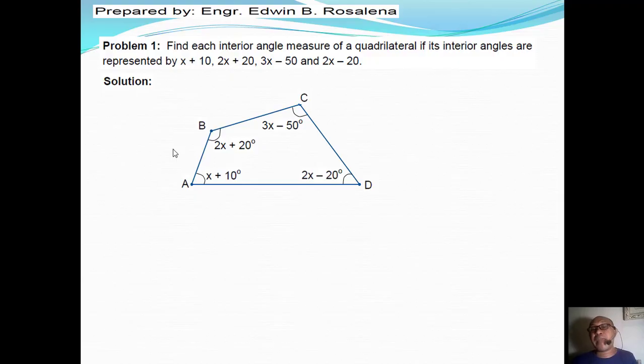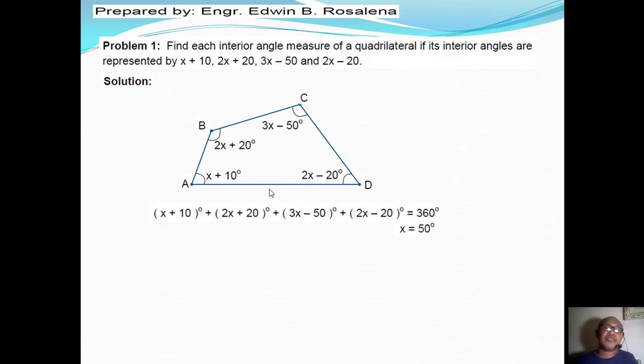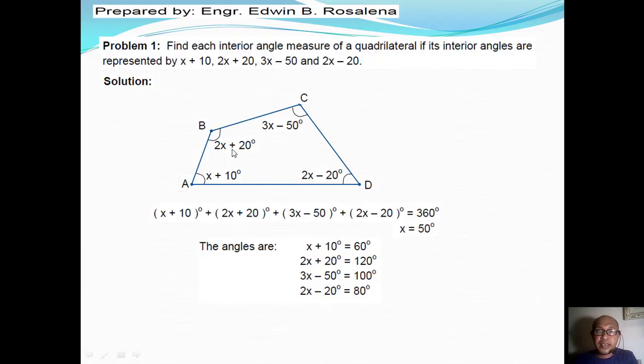So if we have 4, then the sum of the interior angles is 360 degrees. Okay, so applying that, we can sum up the 4 and then equate to 360. And from this, we can easily solve for x. That is 50 degrees. So if x is 50, we can now solve for the first angle. This is 60. This is 120. This is 100. And this is 80. So the four angles are 60, 120, 100, and 80 degrees.